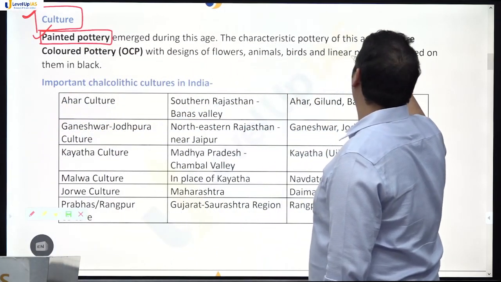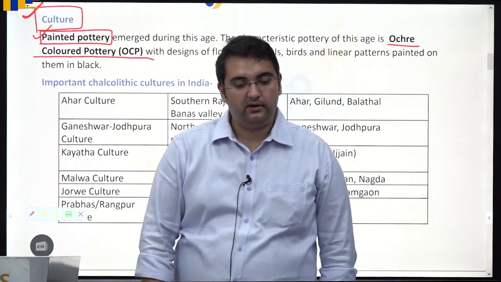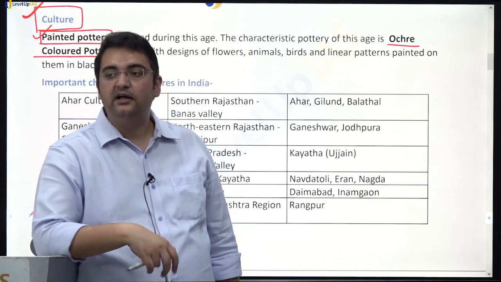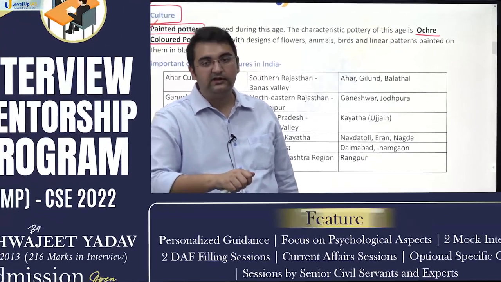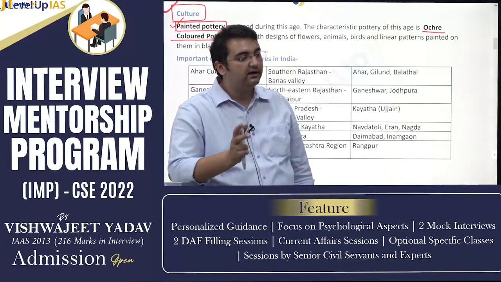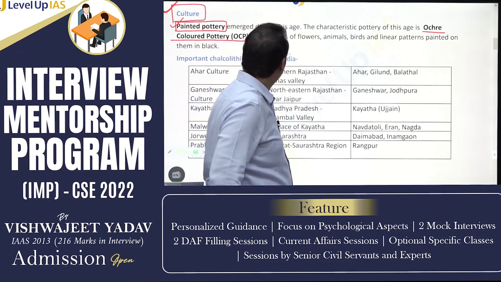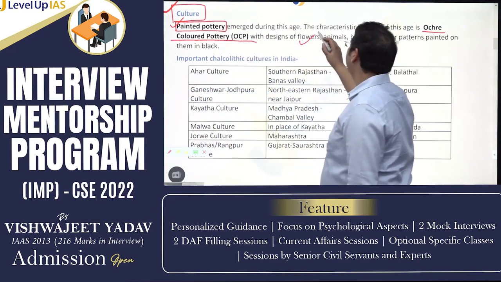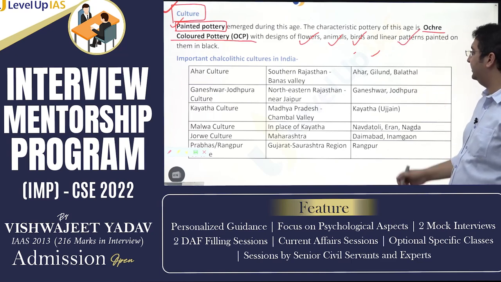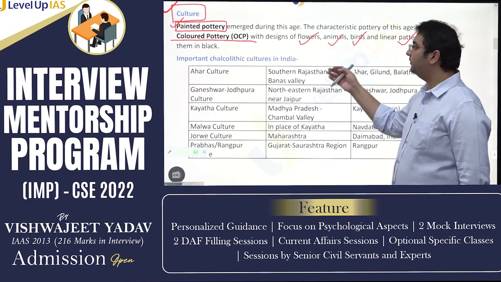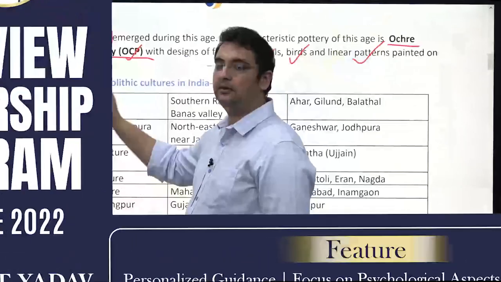And the characteristic pottery of this period is known as the OCP, ochre colored pottery. Ochre kya hota hai? It is a reddish yellow color. Theek hai? In Hindi, it is known as geru. It is used to paint your these things. Jo gamla wagera paint karne ke liye, pots, flower pots wagera. Right? And they were painted with designs of flowers, animals, birds, linear and geometric patterns, etc. Right? The base color of the pots was ochre, and the color used for making the paintings was black.